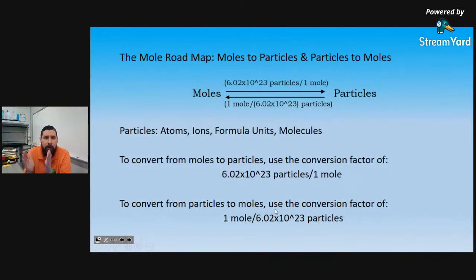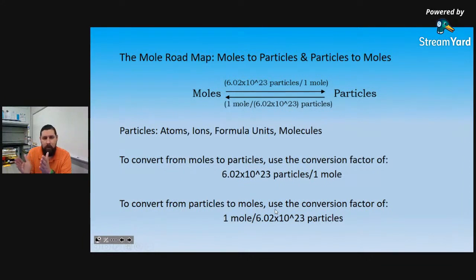Beyond that, to be able to convert from moles to these particles, we're always going to use the conversion factor of Avogadro's number of particles per 1 mole. And again, the reason, just like in grams to moles and moles to grams, is because we need to cancel out units properly. So if our starting amount is in moles, we want to make sure that that unit is in the denominator of the conversion factor.